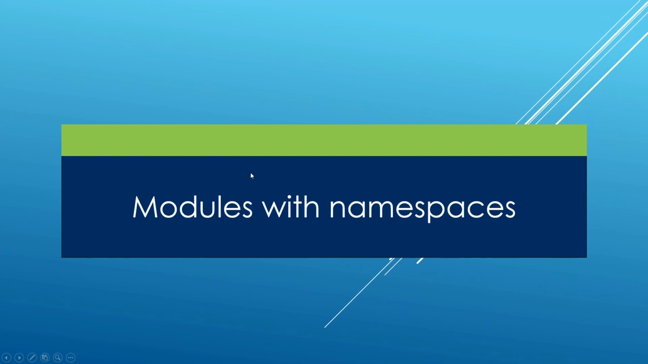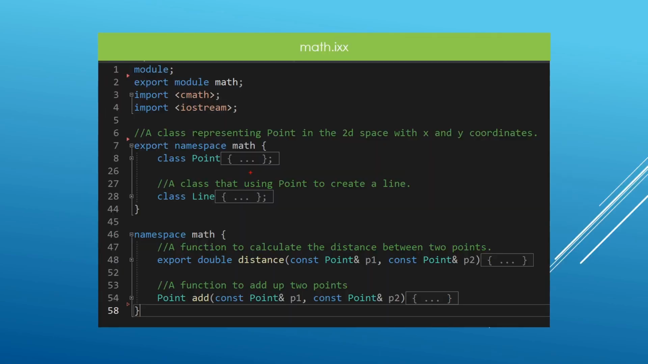In this video, we are going to see how modules work with namespaces, and we will go through an example to expose some of the ideas. Here we have a familiar module, math.ixx, and we have our global module fragment, which is empty for now. We have the preamble, which contains our imports, and we have the purview. But if you look down, you see that the code inside our purview is wrapped inside a namespace.